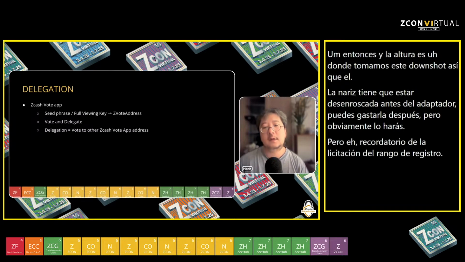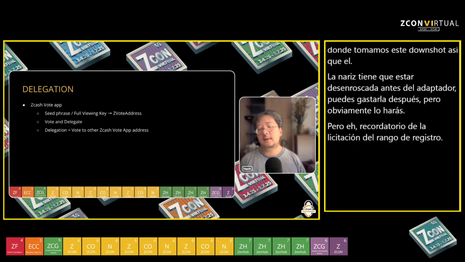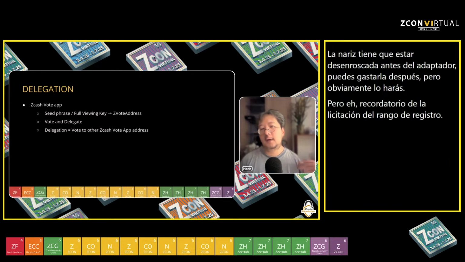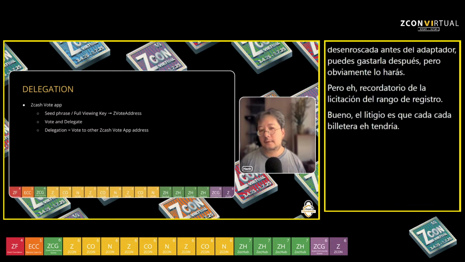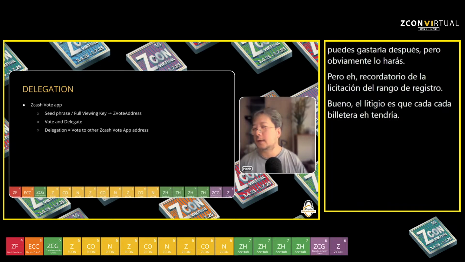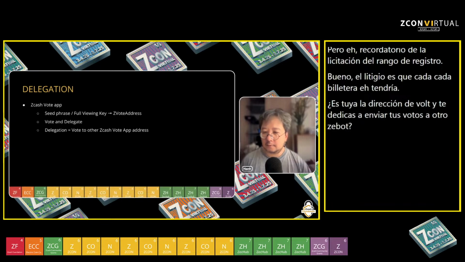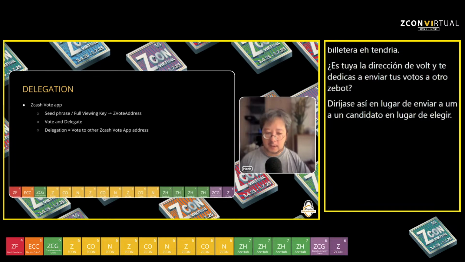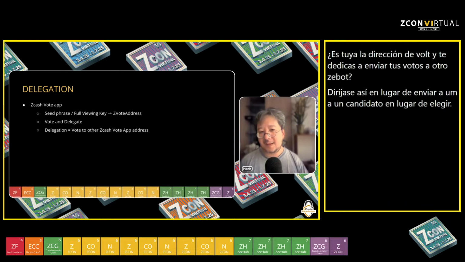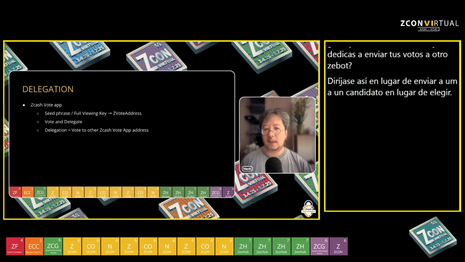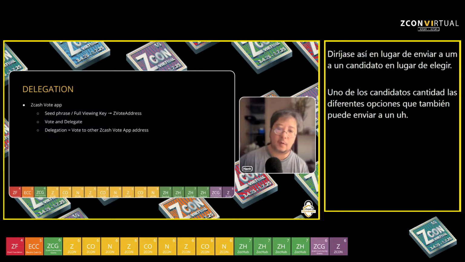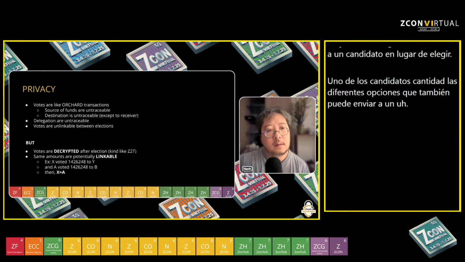Delegation: every wallet will have its own vote address, and to delegate, you send your votes to another vote address. So instead of choosing one of the candidates among the different choices, you can also send to an explicit address, and that means that person then receives your voting power. And it's one-to-one, there's no fee.